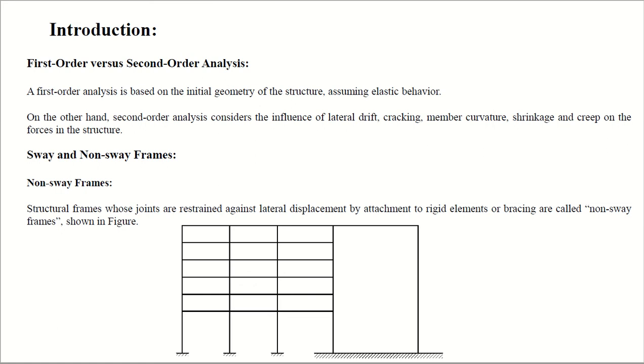Now, what is the difference between sway and non-sway frames? The non-sway frames are the structural frames whose joints are restrained against lateral displacement by attachment to rigid elements or bracing. For example, in the figure you can see there is a shear wall. This is the shear wall and it is too stiff against the applied load, so that all these joints do not have any lateral displacement. Okay, and they are restrained in the lateral direction because of this shear wall.